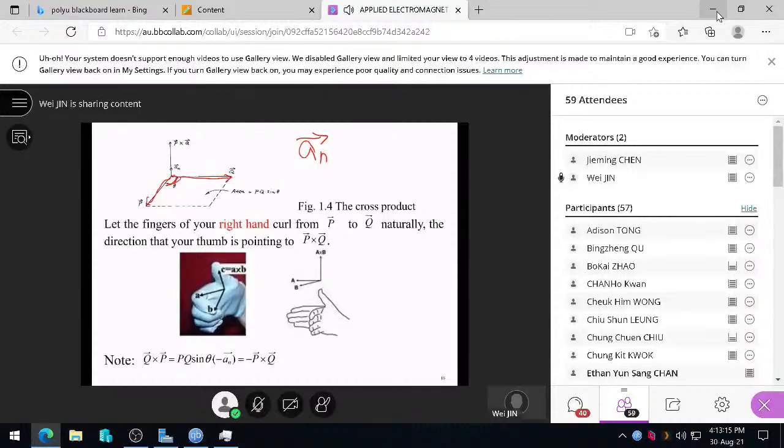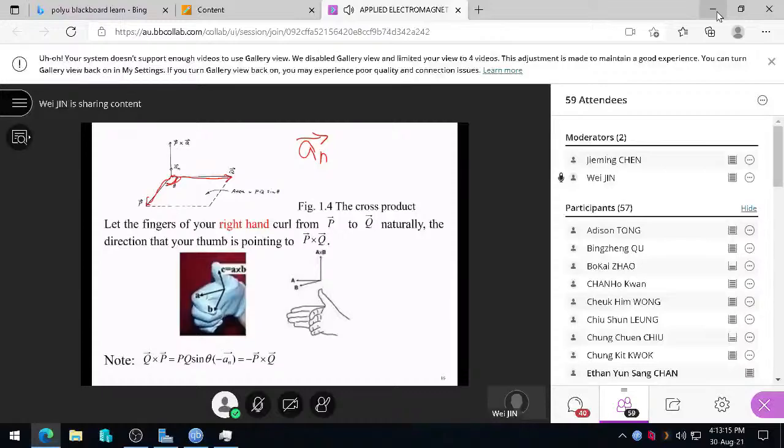Similarly, for the z component, remove this row and that column. You get 2 multiplied by -2, subtract -3 multiplied by -4. So this is the z component. Finally, you get the 3 components. This is how you determine a vector cross product.